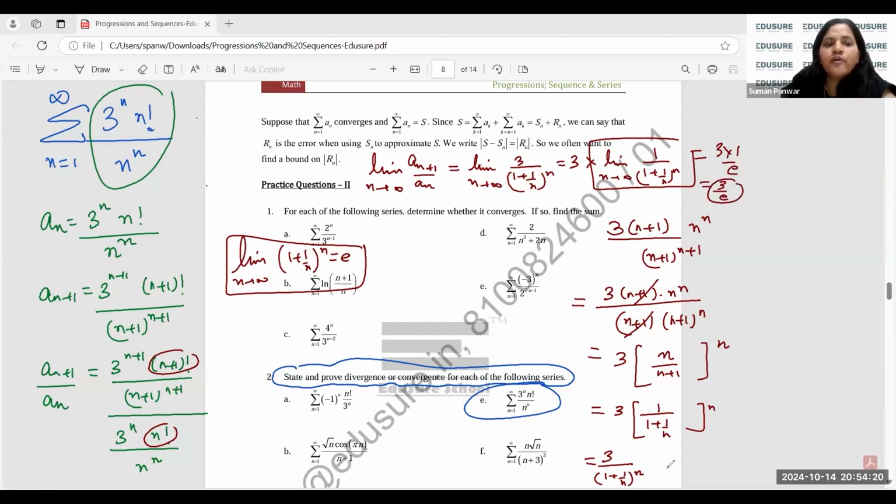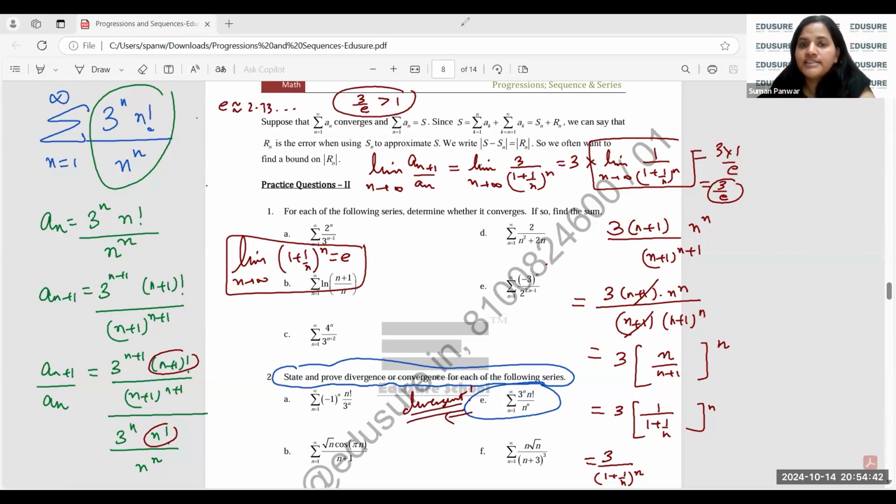So my limit is 3 by e. Now your e is approximately 2.73, something like this. So therefore your 3 by e will be greater than 1, and therefore this particular series is divergent. So that is the beauty of the ratio test. Especially in ISI, you are given 3-4 series and you have to check which of the series are convergent or divergent. And in those cases, these ratio tests become very handy. So whenever you see factorials and whenever you see a pattern of the geometric series, the ratio test becomes very, very useful.